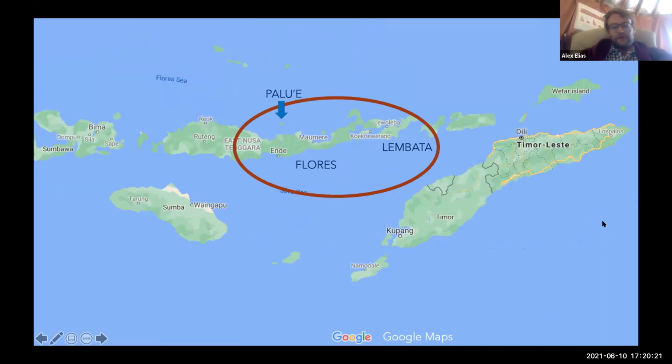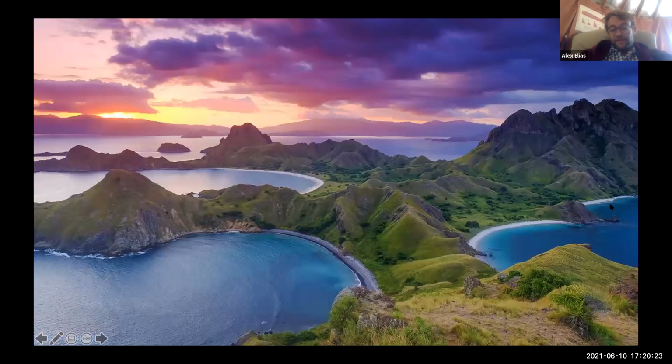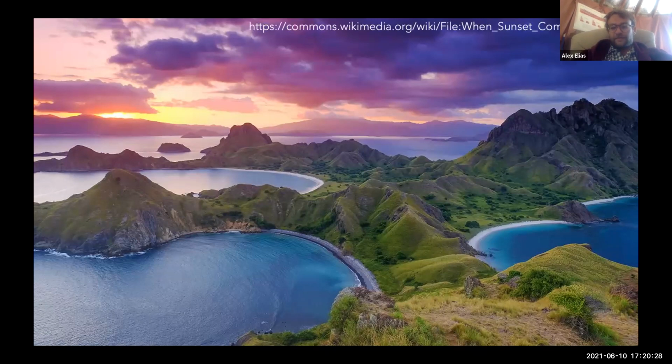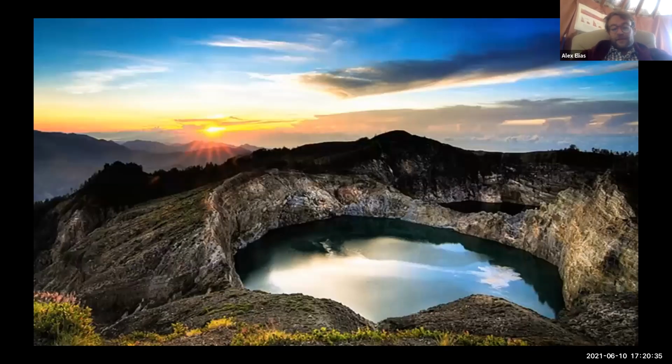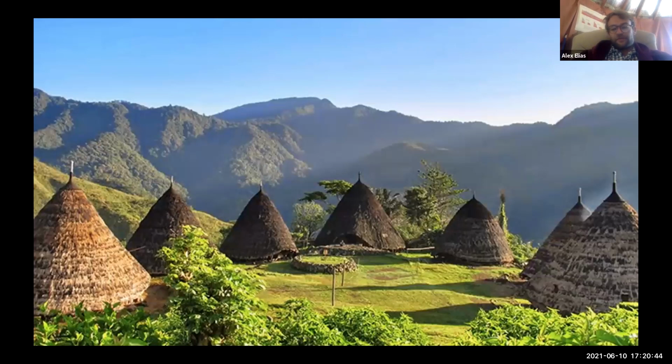So Flores is a very beautiful place, Komodo National Park. This is Wikimedia royalty-free images here. The only place in the world where you could see a Komodo dragon. Flores has some really incredible stuff like this volcanic lake at the top of a volcano that changes colors every couple of weeks, and very, very beautiful villages that they built right on the top of the mountain ridges. It's extremely mountainous. So that's to give you a bit of a mental image of where we're talking about.